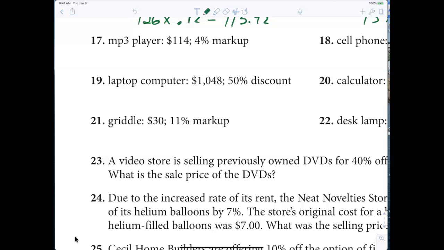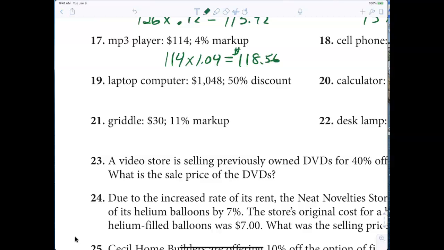Did we skip something? We're on 17. So it'd be 114 times 1.04. Beautiful. Tell me what that is, please. That would be 118.56. Anybody else get that? Yep. All right, we're on a roll now, finally.